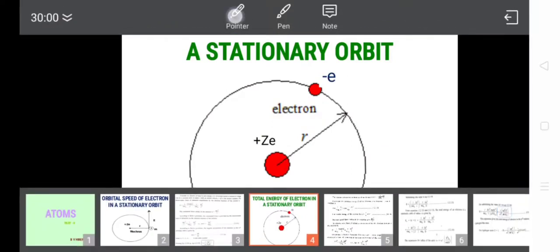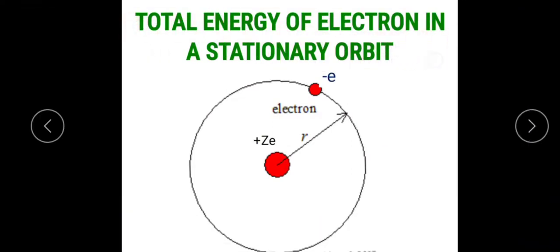Next derivation is the total energy of the electron in a stationary orbit. See here, according to Bohr's postulate, the electron revolving around the nucleus in a particular stationary orbit has a particular energy. So now we want to derive the total energy of the revolving electron. Let us consider an electron of charge minus e, its mass is m, revolving around the nucleus of charge plus Ze. The electron revolves around the nucleus with a radius r.